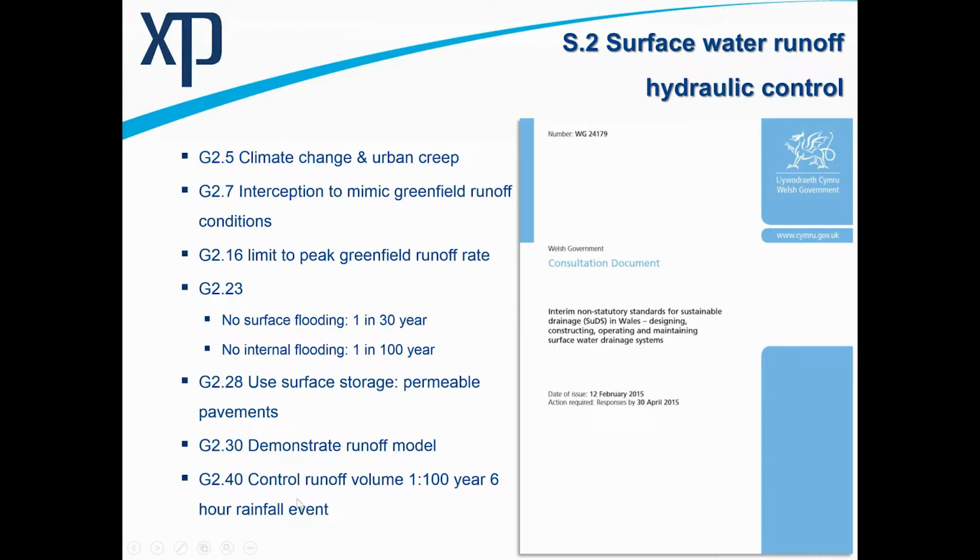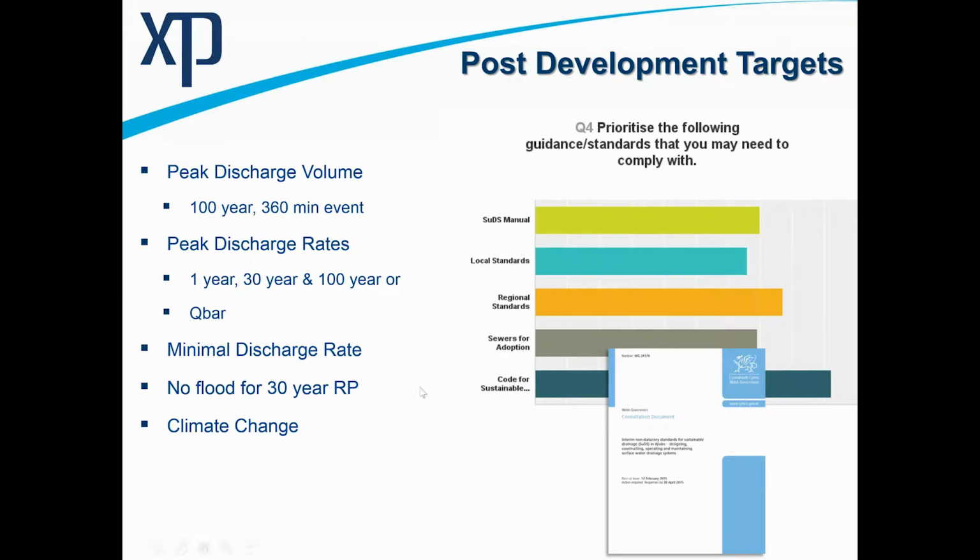Importantly, they're introducing the need to look at the runoff volume that's generated for a specific event. This is quite common. This is the volumetric runoff calculation that we've been doing for many years now to satisfy documents like the Code for Sustainable Homes, the Interim Code for Sustainable Drainage Systems, etc., the Code of Practice.